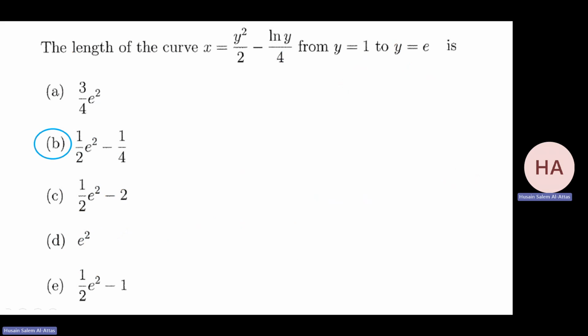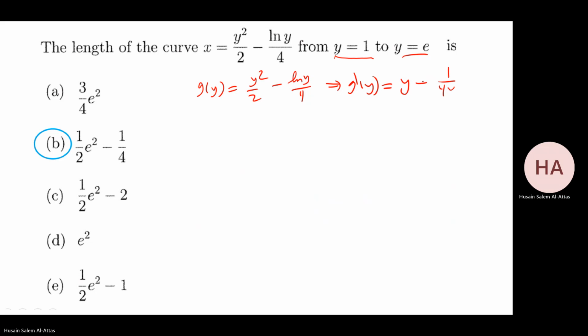Okay, the arc length of this curve. Now it's a function of y. Who cares? Now g of y is this. What will be g prime of y? It will be y minus 1 over 4y. Okay, what will be g prime of y square? That will be y square minus half, this times this times 2, which is minus half, plus 1 over 16 y square.